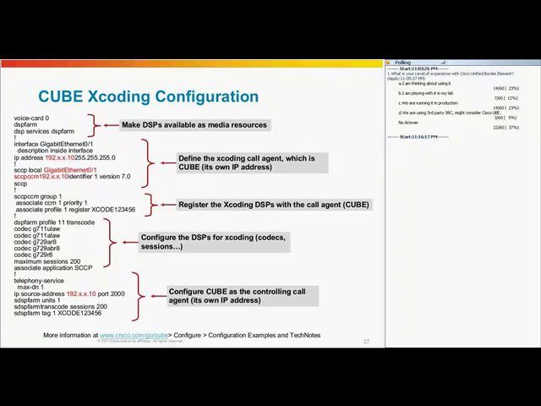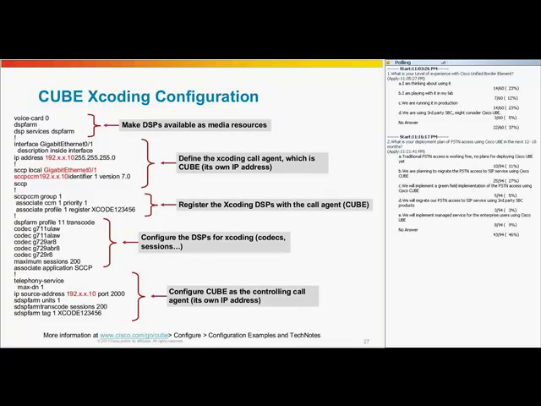So this is the typical example to configure transcoding resource on the CUBE. The one thing you have to pay attention to in these configurations is you have to configure the CUBE as the call agent under the telephony service.